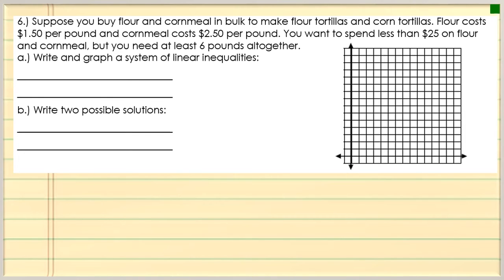That word inequalities tells me that I'm going to have less than or greater than signs in place of the equal signs. Linear tells me it's still going to be a line that I can graph. And since I'm going to have a less than or greater than sign, I can also do the shading. All right. I am going to use F for flour and C for cornmeal.